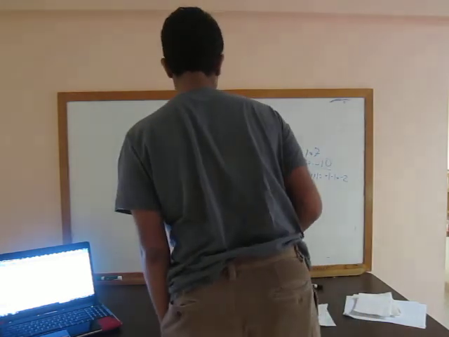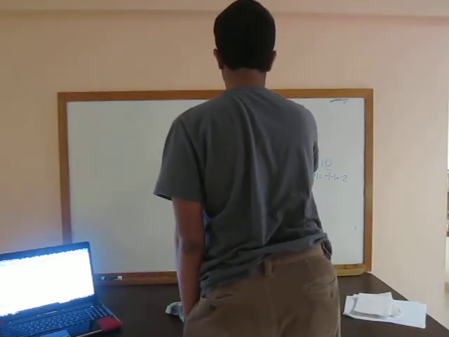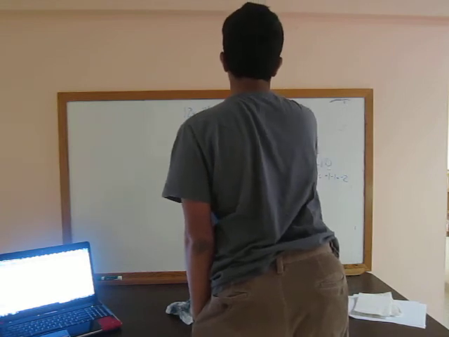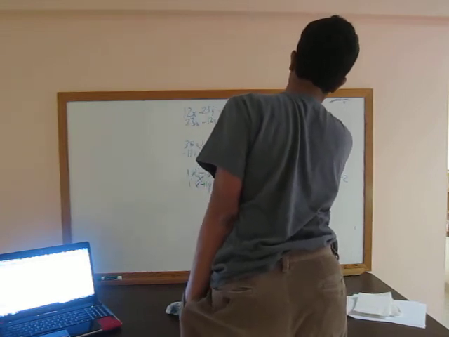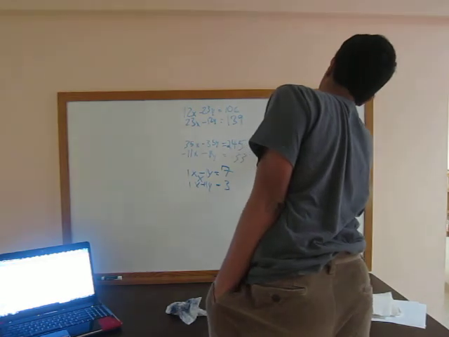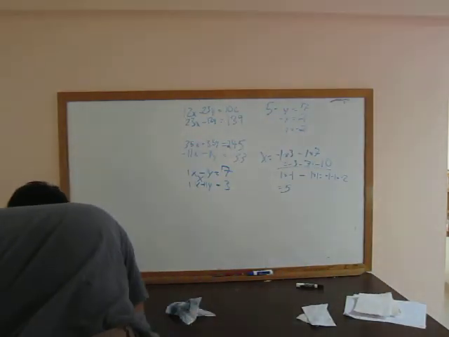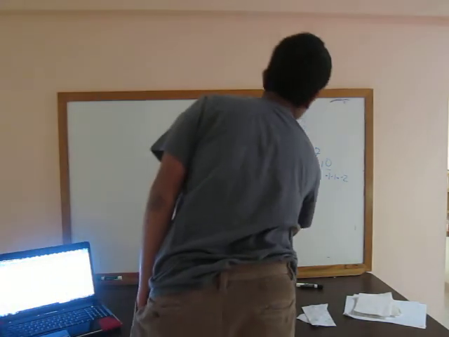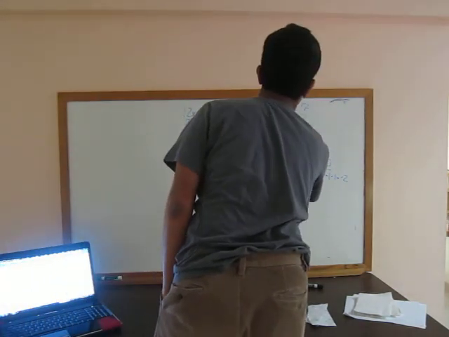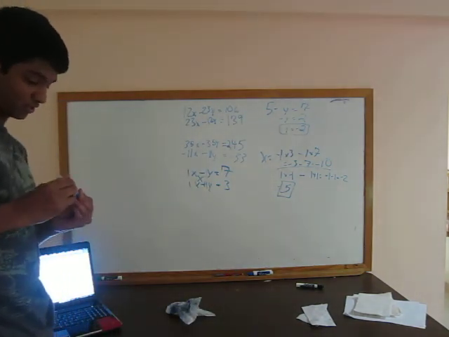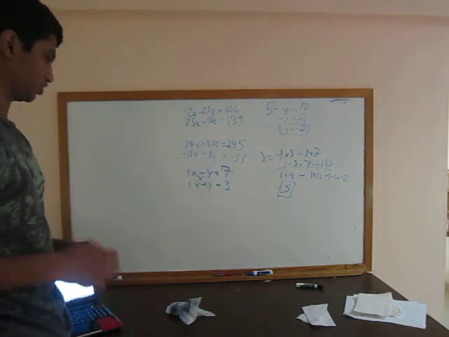So I'm going to put it in here. 5 minus y equals 7. Negative y equals 2. y equals negative 2. So x equals 5, y equals negative 2. So that's a special case for simultaneous equations. That is simultaneous equations part 2.